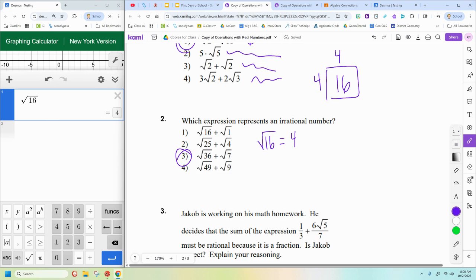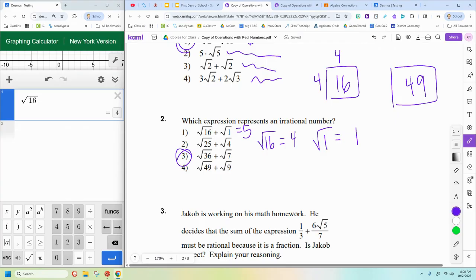So the fact that we have the square root of 1, that's equal to 1. So really, this answer was 5. 4 plus 1 is 5. And my son has trouble with this math fact. What times what makes 49?